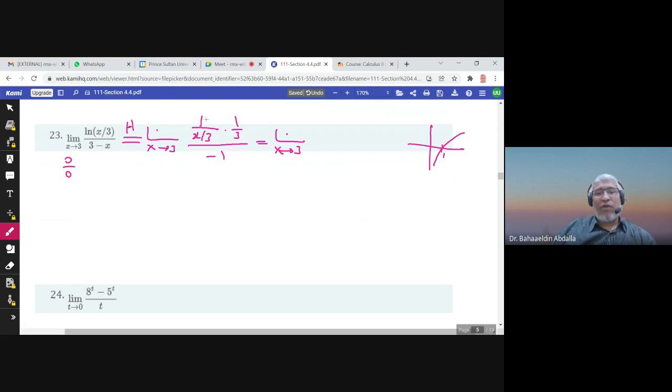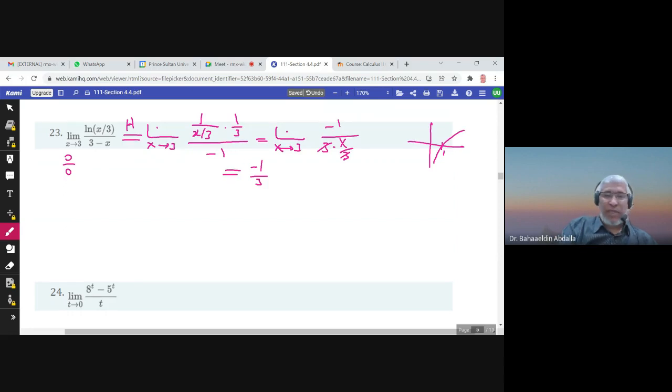Now this -1, you can take it up. So I have -1 over 3 times x over 3. And now I have limit -1 over x. When I replace x by 3, I get 3. So that's the answer.